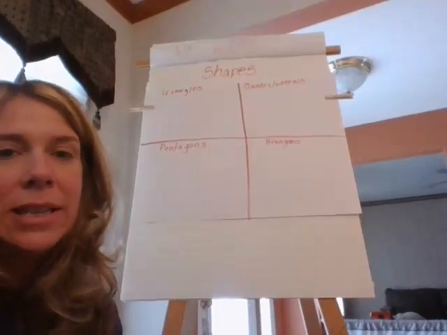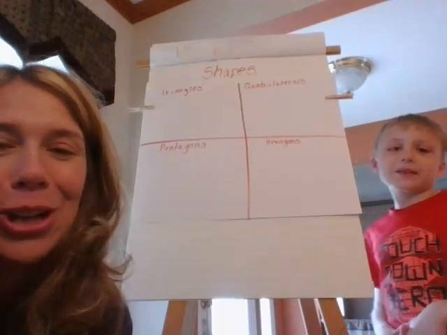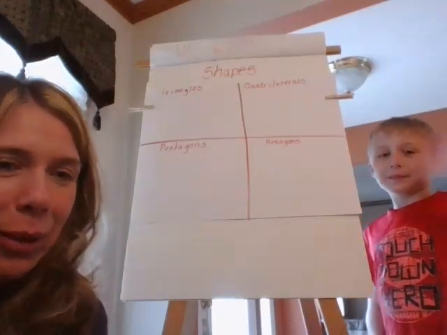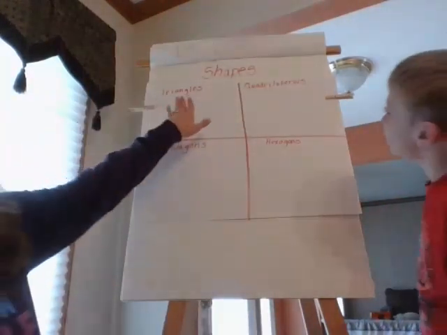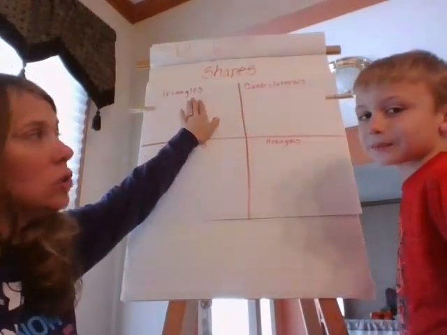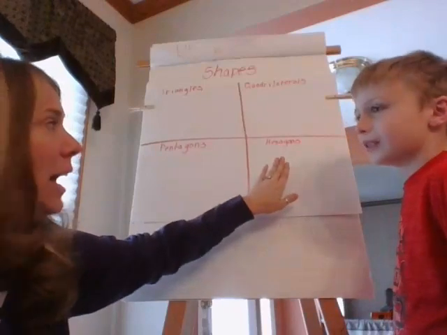Hi, boys and girls. Today we are going to do a shape sort. Woo, a shape sort. And I have Vinny here, my little helper, to help me. So we have our board over here divided into 4 parts. We have triangles, quadrilaterals, pentagons, and hexagons.